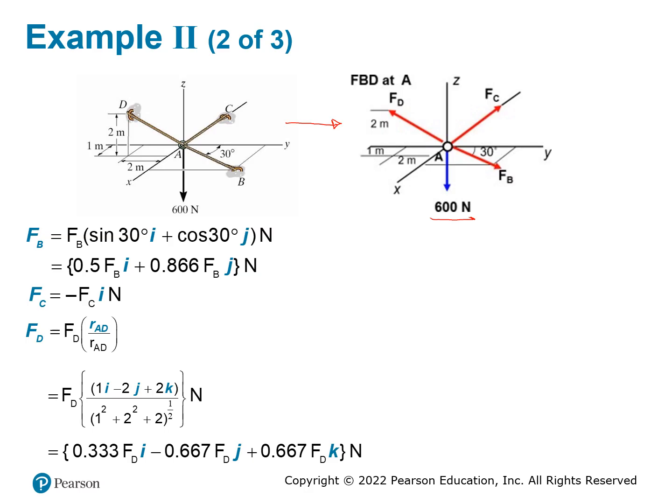What about the B? Well, the B is on the X and Y plane, so there's no Z component. So when you represent f of B, you just have f of B times sine 30 degrees is this part here. That will give you the X component, right? This is the X component. Cosine of that is going to give you the Y component, which is this one here. That's how we get f of B. Very easy.